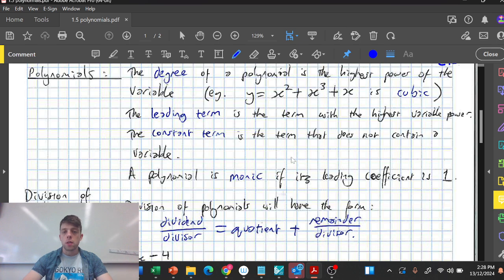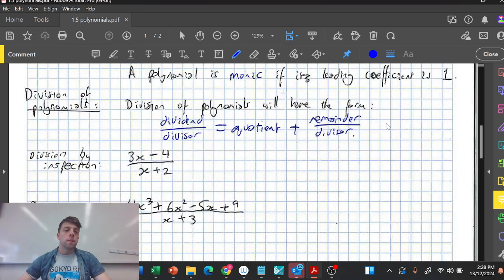The constant term is just the term that does not contain a variable, so if there was a plus 1 on the end here or a minus 1 on the end here, the constant term is minus 1. And we also say that a polynomial is monic if its leading coefficient is 1. For example, x to the power of 3 plus 4x is a monic cubic. But if we have 4 in front, so 4x cubed, this is now not monic. Okay, so that's the definition of monic.